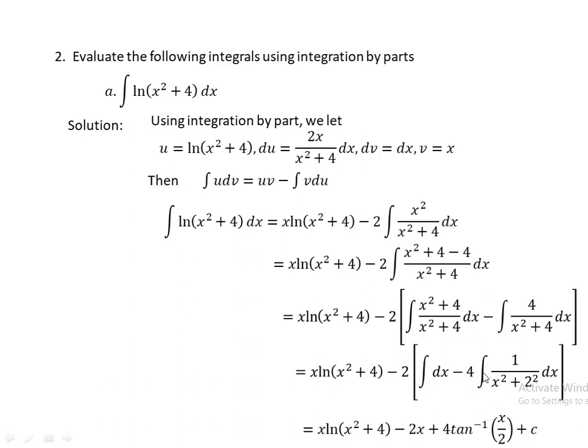Then here we have minus, which is positive 2, and the integral of dx is x, then multiplying by 2, we have finally x times ln of x squared plus 4 minus twice of x plus 4 times tan inverse of x over 2 plus c.